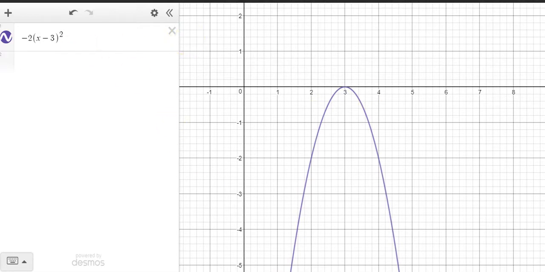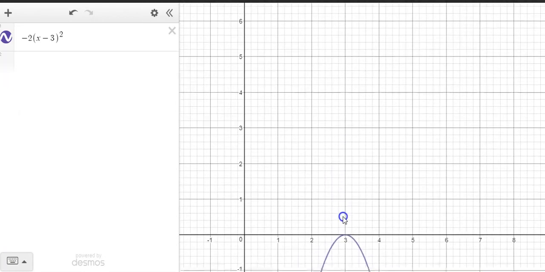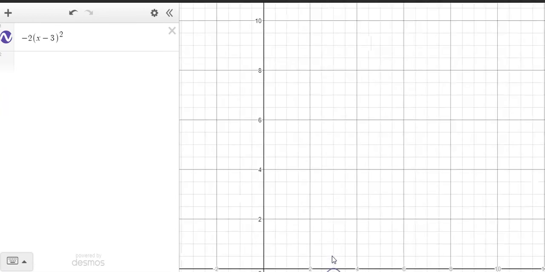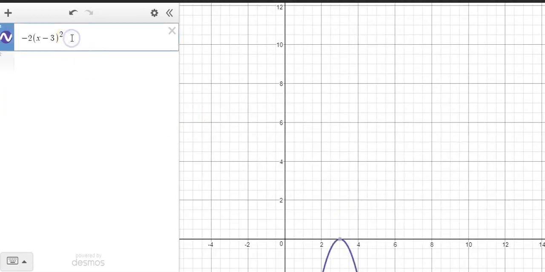Okay, now the last thing we're doing is adding 8. So when we add numbers, it is a translation upwards. So the vertex will be moved 8 spaces up. This doesn't fit on my screen, so I'll show you here. Is plus 8.